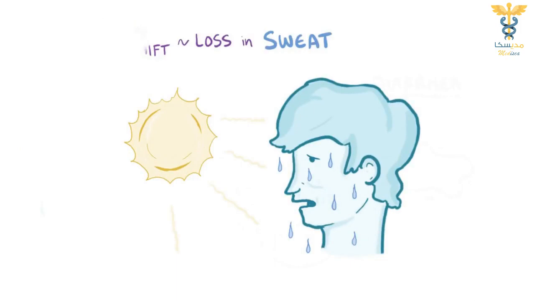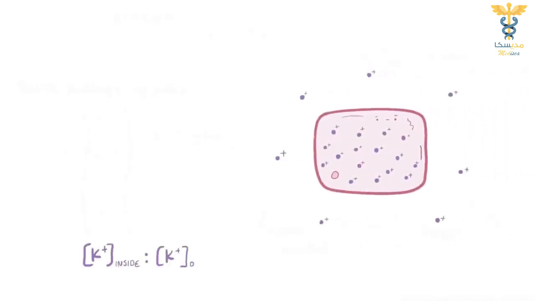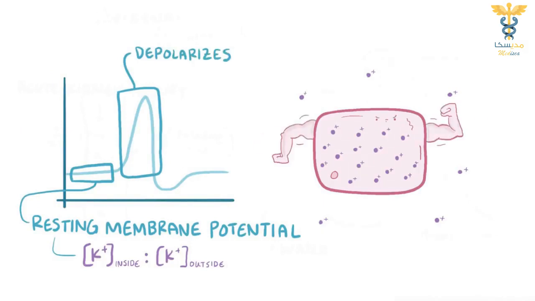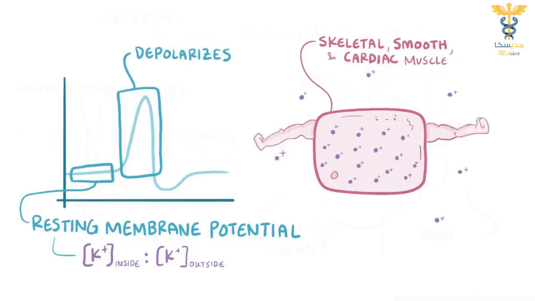Alright, so there are all these ways to develop hypokalemia. But what happens when somebody actually has hypokalemia? Well, remember that the concentrations of potassium inside and outside of cells is really super important for maintaining the resting cell membrane potential, and ultimately for allowing a cell to depolarize and a muscle to contract. And that includes all muscles, skeletal, smooth, and cardiac muscles.